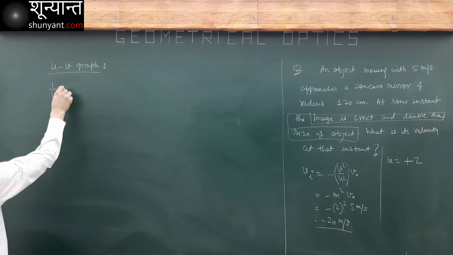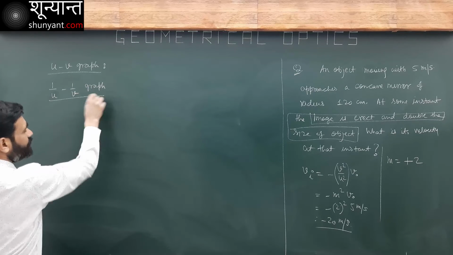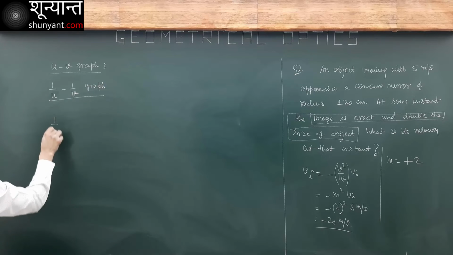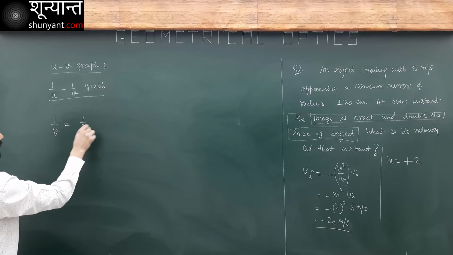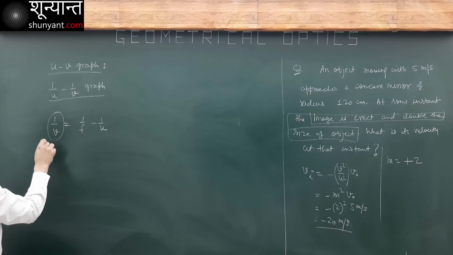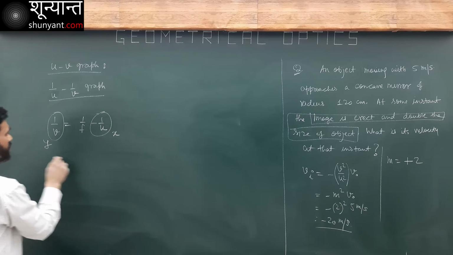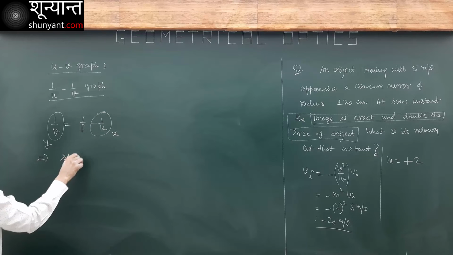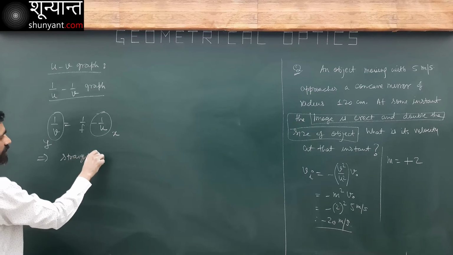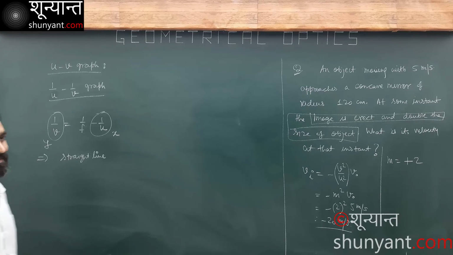1 over v versus 1 over u. This will be simpler. Why? Because it is going to be a straight line. 1 over v is going to be 1 over f minus 1 over u. So if I take this as my y variable and this as my x-axis, it is going to be a straight line. Do you understand this?